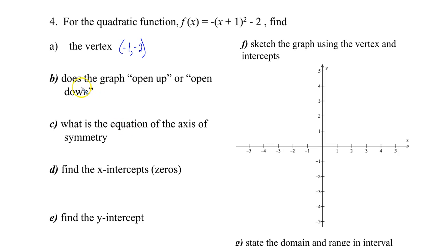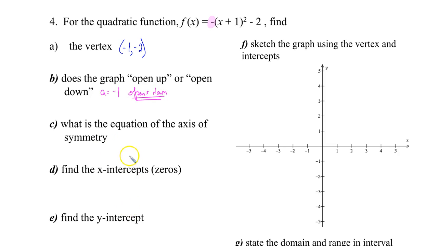The next part says, does the graph open up or down? What do we look at to determine if it opens up or down? I'm going to highlight this for you right here. There's the value I'm looking at, and so a has a value of -1, and this means, because it's negative, that it opens downward. Okay.